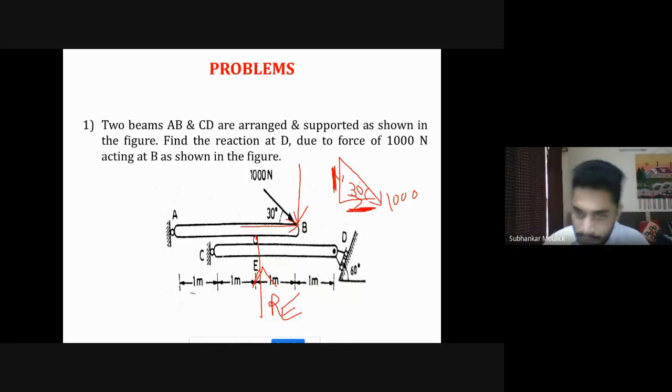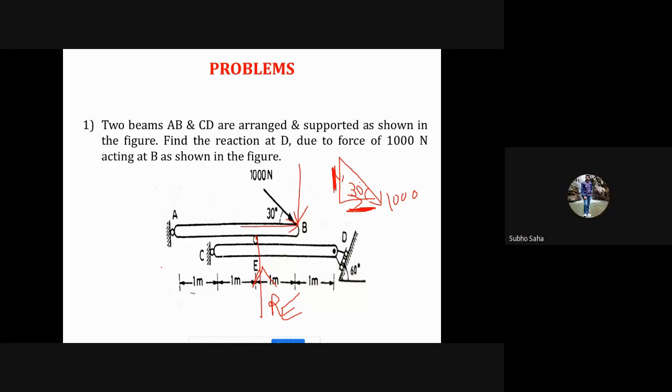Yes, sir. Fine. So one last reaction is left, that is RA. Can you tell me the direction of RA? Whether it will be horizontal or vertical or inclined at some angle. That means the roller will give the reaction to the end point of the beam A. Can you tell me what will be the reaction? Horizontal, sir.